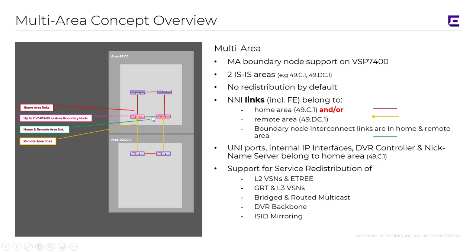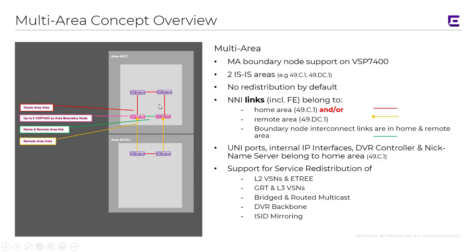Now, another point here is you'll see a third color. There is a green color. This basically is an NNI link as well between the two area boundary nodes. And note that it is both a home and a remote area link, and this is for purposes of resiliency and also traffic optimization.